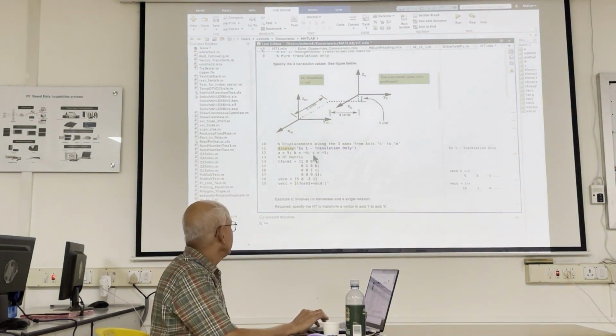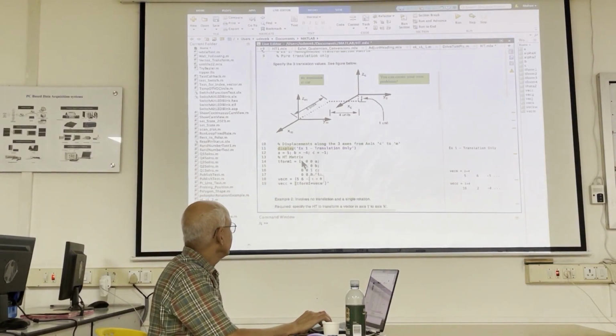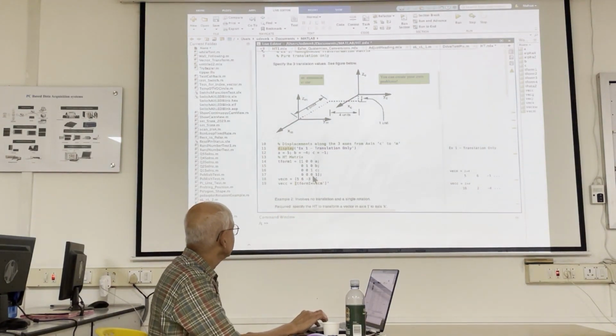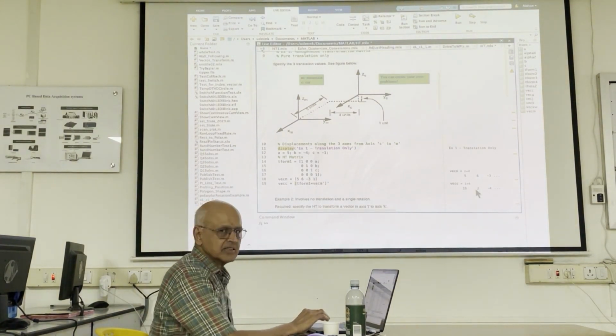Stack those numbers here. This is the entire unity matrix, 3 by 3. They will accommodate the rotations later. And then the last one is 0, 0, 0, 1. And then do it, and you get the right answer.